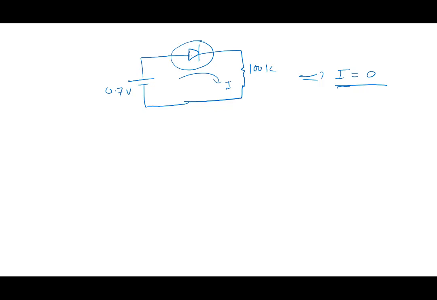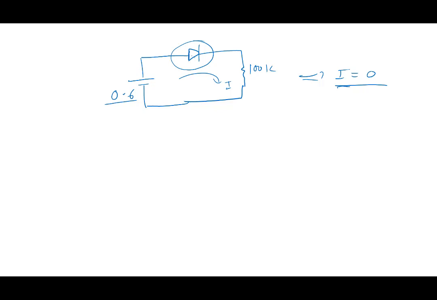In fact, what if I make this 0.7 into 0.6? What do you think will happen now? It's not reverse bias. It's not reverse bias. 0.6. What do you think will happen now? How do I solve this problem? 0.6 volt I apply to my diode with a 100K resistor. What do you think is the current? How do I calculate that?